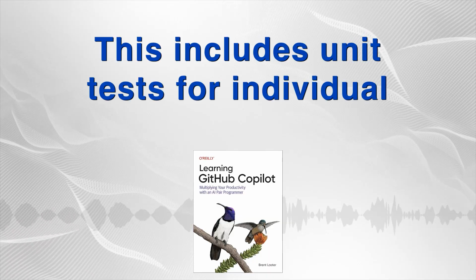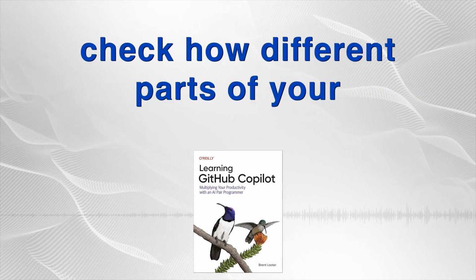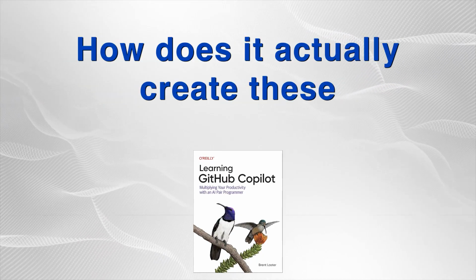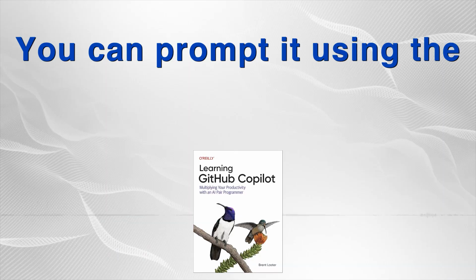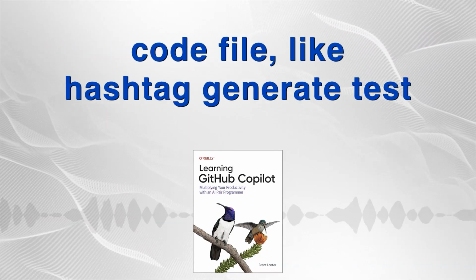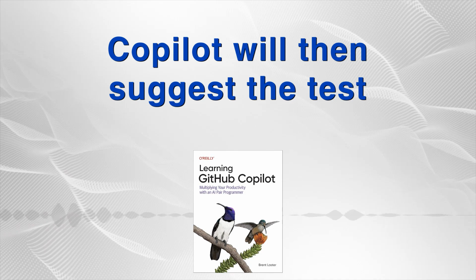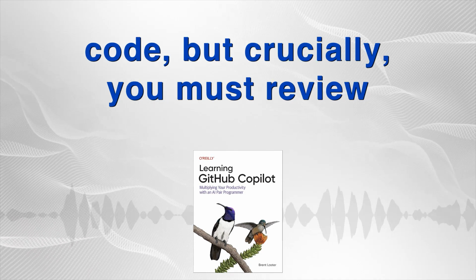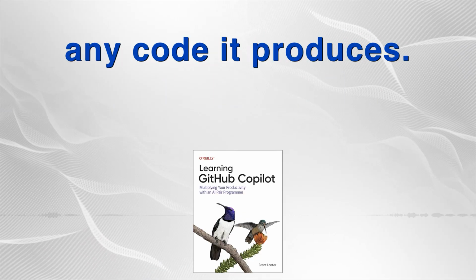This includes unit tests for individual functions, and also integration tests, which check how different parts of your system work together. How does it actually create these tests? Is it automatic? You can prompt it using the /tests command in chat, or you can write a comment in your code file, like #generate test cases for this function. Copilot will then suggest the test code. But crucially, you must review these generated tests carefully, just like any code it produces.